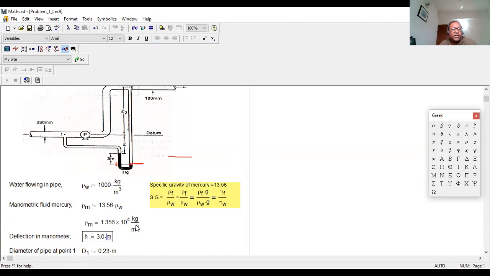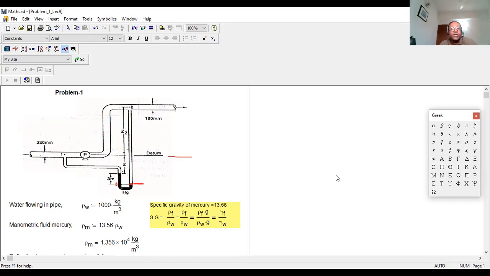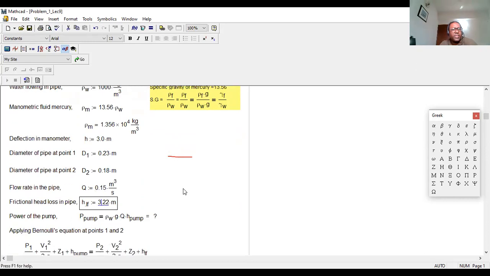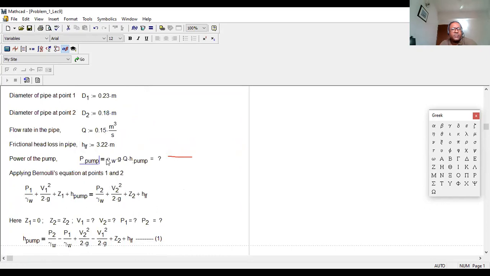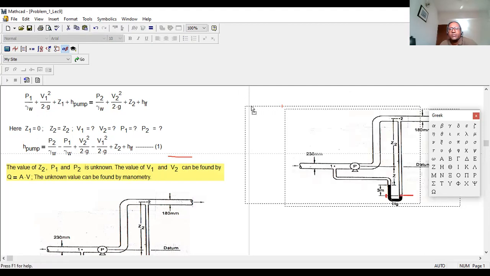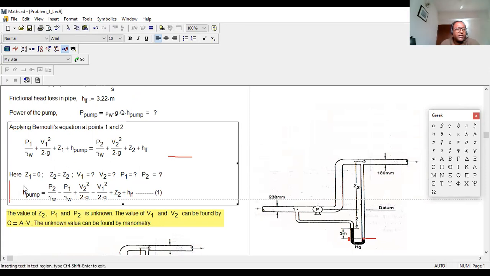Diameter at point 1, you convert to meter, 0.23, and diameter at point 2, 0.18. So write down the diameters, and Q is given in the problem. Frictional head loss is given, 3.22 meter. Then the power of the pump, that you need to figure out. Power of the pump equals rho G Q H pump, right? Now, if I make a copy of this figure, okay, we can check it right over here. So we'll apply Bernoulli's equation between point 1 and 2.